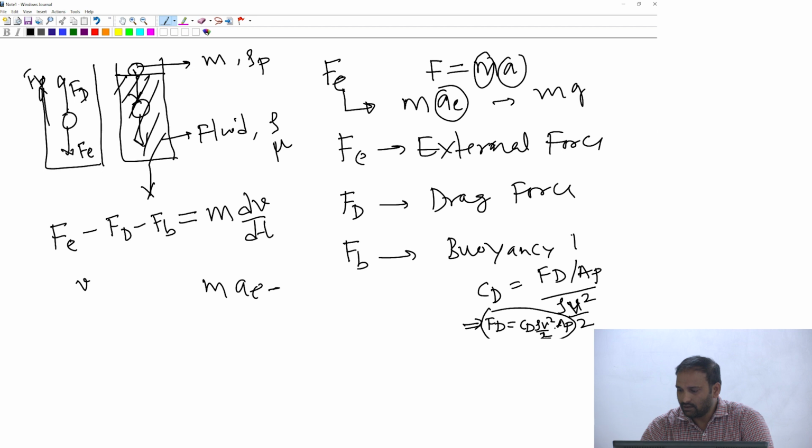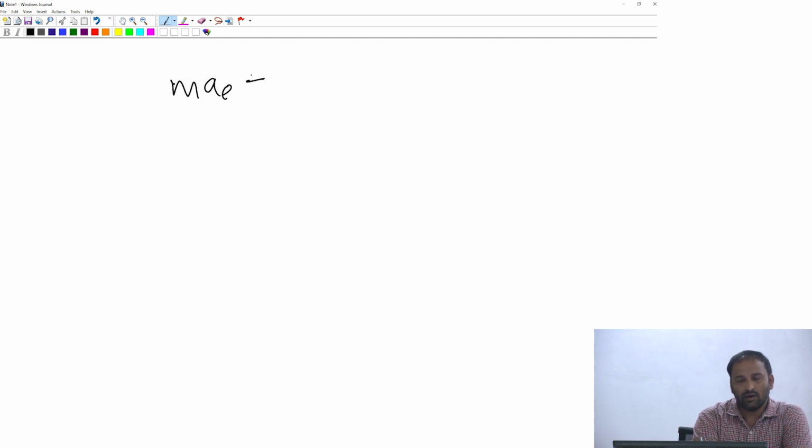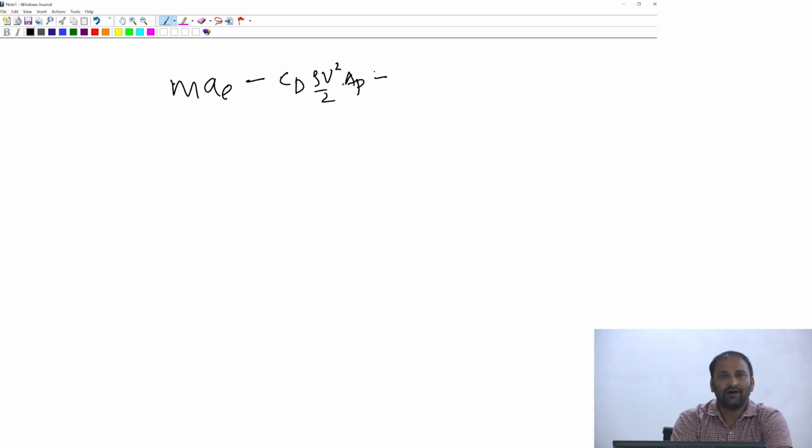Therefore what I can do is substitute for these in the expression, and I can write, m times Ae minus CD times rho v square by 2 times Ap minus the buoyancy, Fb. This you actually obtain from the Archimedes principle.